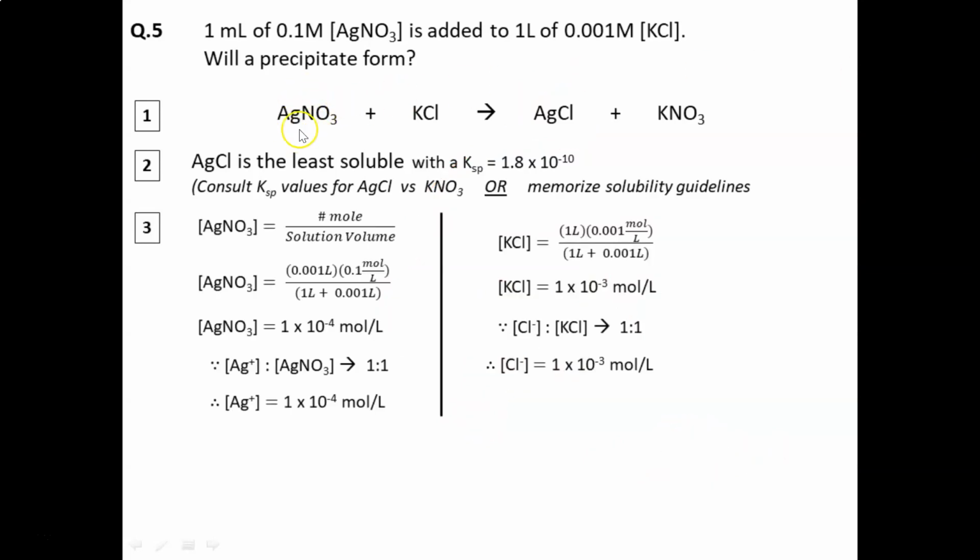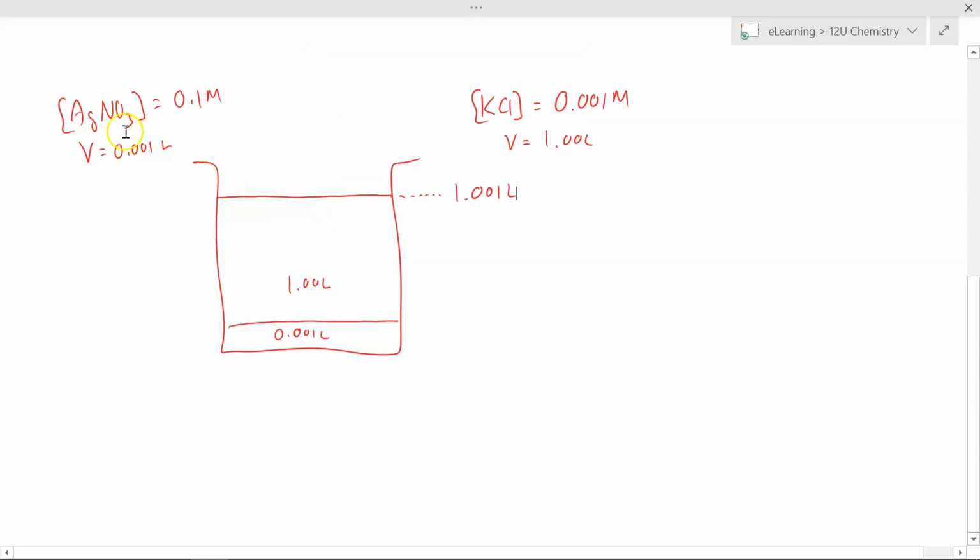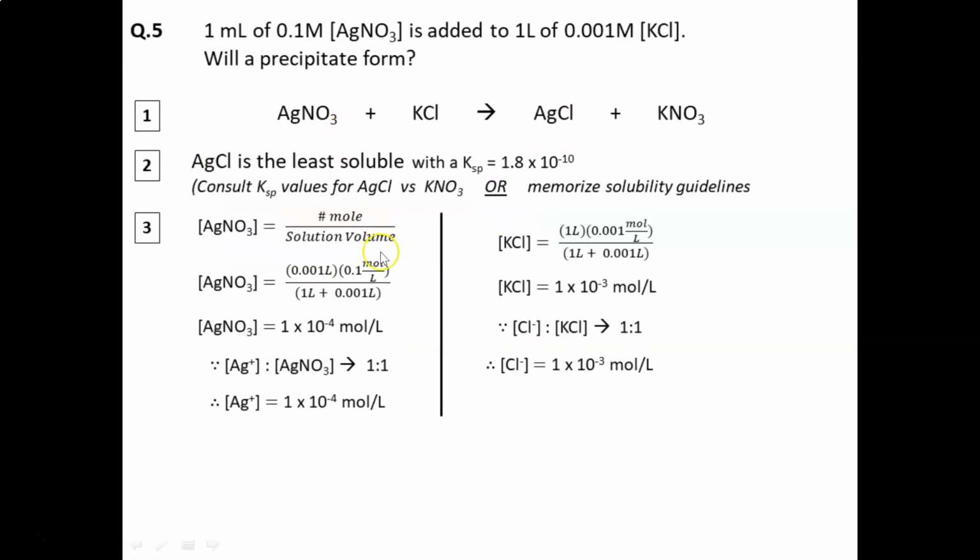Now, because we're adding two solutions together, the initial concentrations we have, 0.1 molar and 0.001 molar, are not going to be exactly the same anymore. What I mean is, I've dumped in 0.001 liters of silver nitrate, and I've dumped in 1 liter of potassium chloride. That means the new solution volume is 1.001 liters. That has to be factored in. Because of the new solution volume, that affects my concentrations. They have changed now. So the silver nitrate concentration is no longer 0.1 molar, and the potassium chloride concentration is no longer 0.001 molar either.